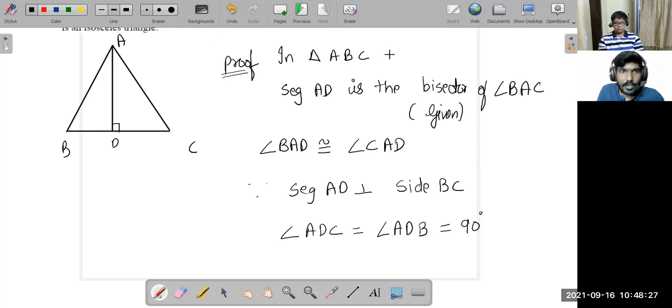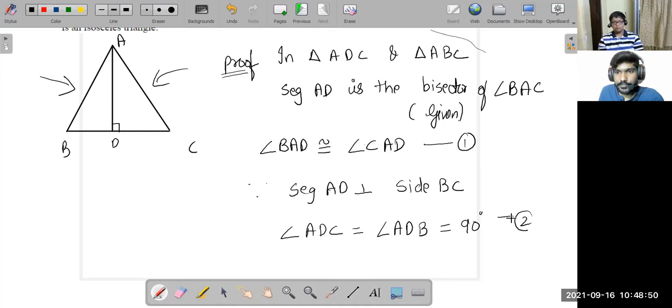Okay, wait, here I just made a mistake. We are looking at the two triangles. Okay, this triangle and this triangle. Triangle ADC and triangle ABC. We are looking at this triangle. In this triangle, we have proved that two angles are equal to each other. So we can say two angles and, one minute. One thing I missed.